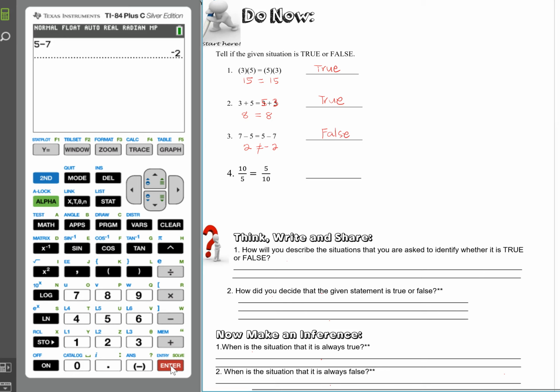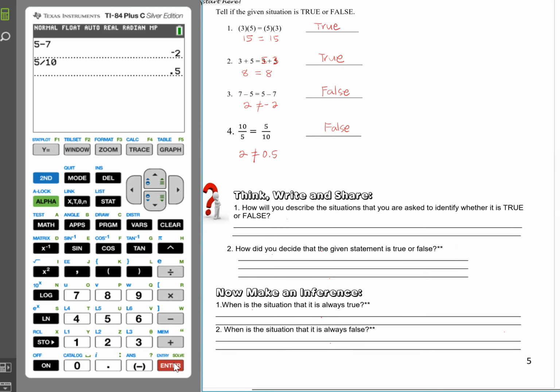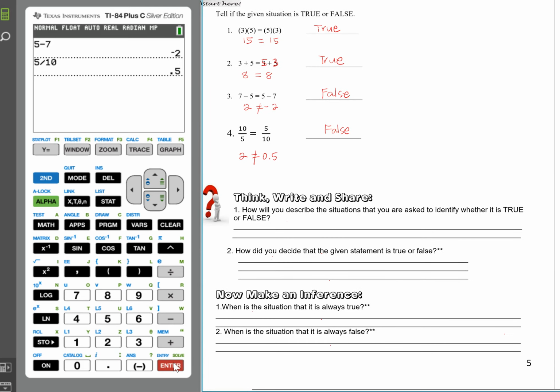For number 4, you have 10 divided by 5 is equal to 2. And 5 divided by 10 gives you 0.5. So this one is 0.5, which means they are not equivalent. So I would say that number 4 is also a false situation. Now let's answer the questions.